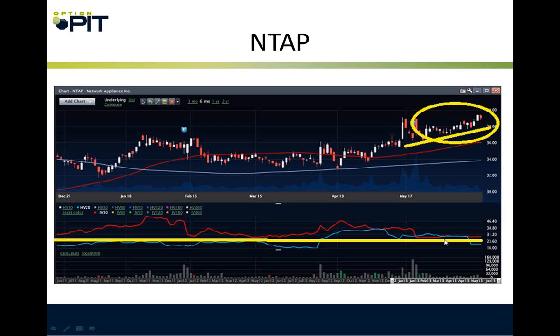So here's NTAP, and this is one I liked as well. You can see the volatility gets absolutely slammed. This was an awesome call purchase. You buy around 36, it rallied, and implied volatility stayed really firm. When you buy calls and the underlying rallies, if vol doesn't drop, you will win big.